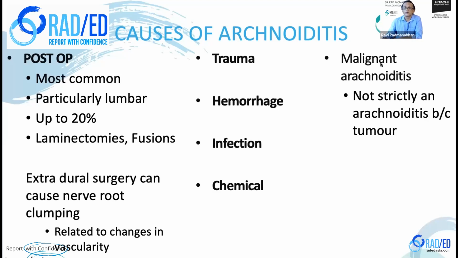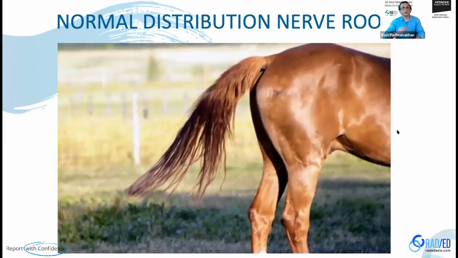We're not specifically going to talk about malignant arachnoiditis because it's not strictly an arachnoiditis. It's basically tumor cells lining the arachnoid, so it's not an inflammatory or an infective arachnoiditis. Okay, so let's start with normal.